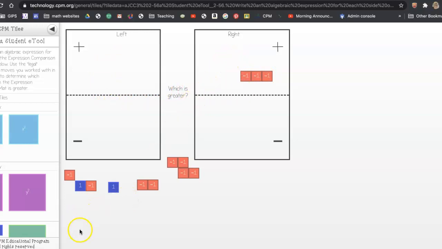So I hope that clears up some confusion about just how to use your algebra tiles. We'll talk more about how to use the equation mat in class today.